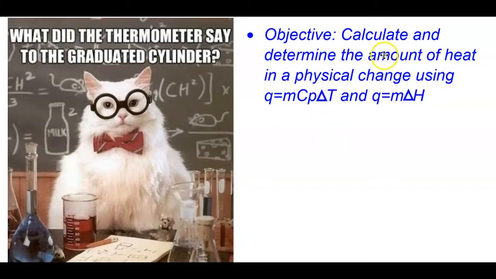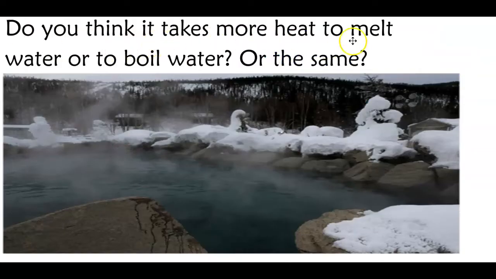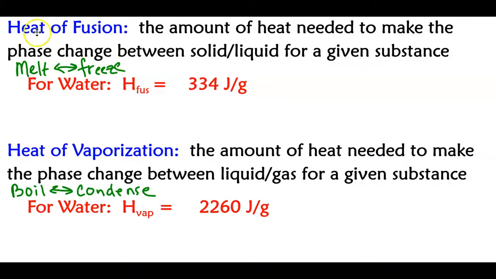We're going to calculate and determine the amount of heat in a physical change using Q equals mc delta T or Q equals m times delta H. So do you think it takes more heat to melt water or to boil water, or the same amount of heat?